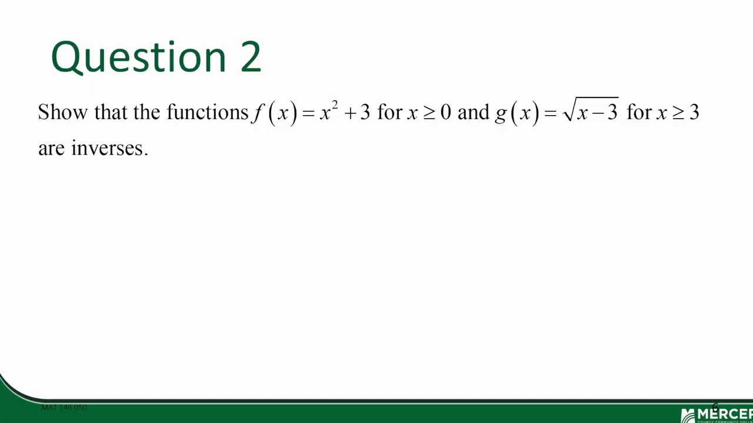So show that the functions f of x equals x squared plus 3 for x greater than or equal to 0, and g of x equals square root of x minus 3 for x greater than or equal to 3 are inverses. First thing to notice, let's just pretend that restriction is not there.